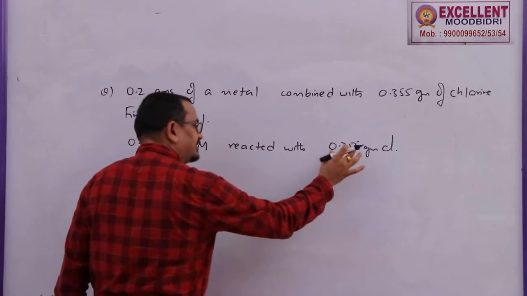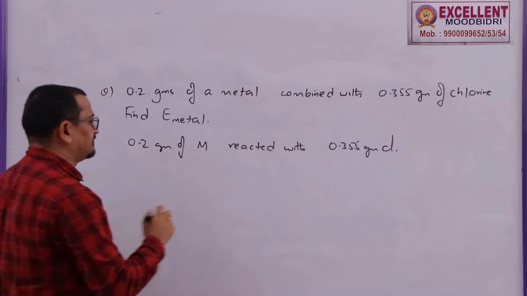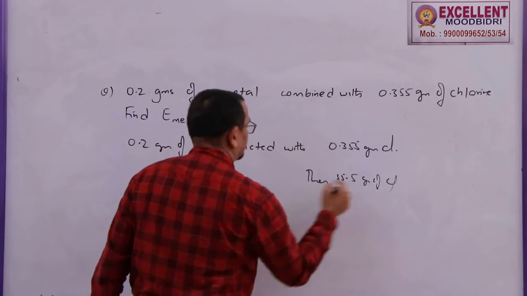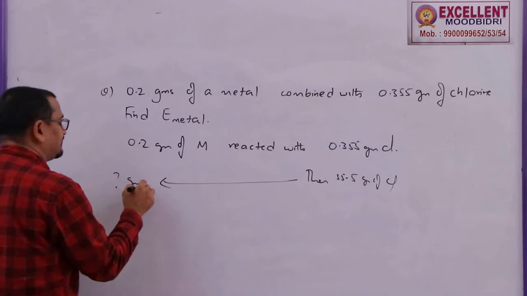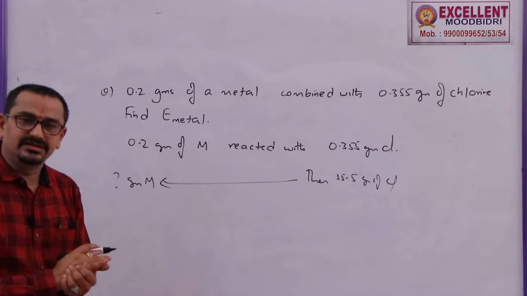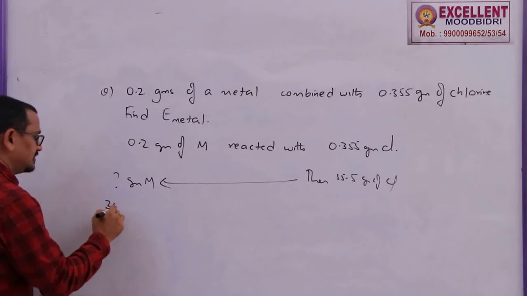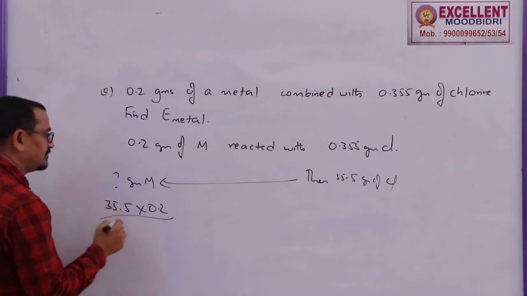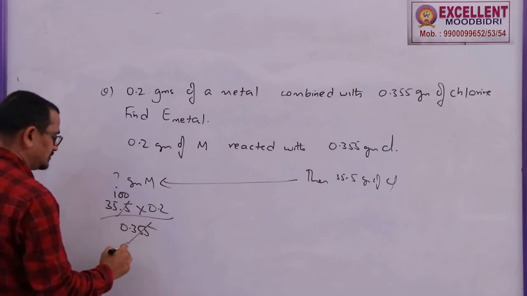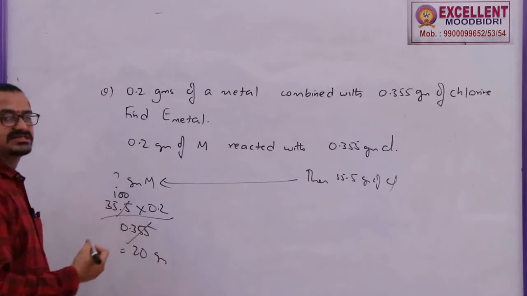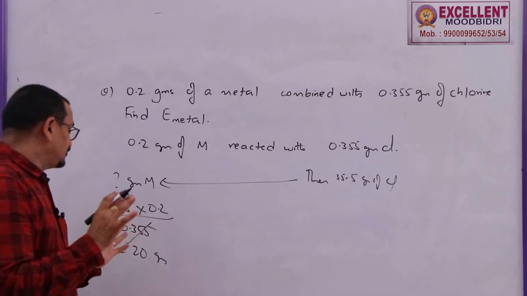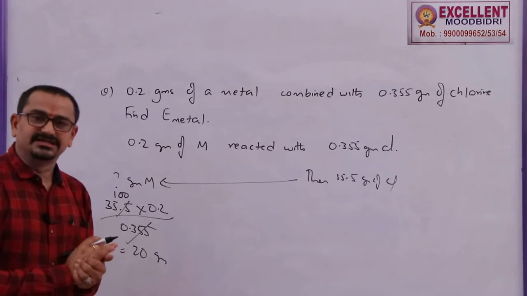When 0.355 grams of chlorine combines with 0.2 grams of metal, then 35.5 grams of chlorine will be combining with how many grams of metal? So we have to find this, which stands for one equivalent mass of metal. Using the crisscross technique, 35.5 into 0.2 by 0.355. This will be cancelled by 100 times, so it is 20 grams. So the equivalent mass of metal here in this question is 20 grams. In this way, we can solve some numericals on equivalent mass.